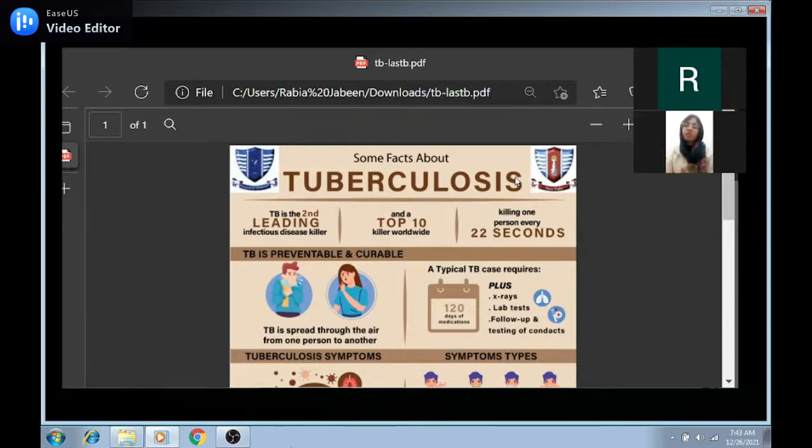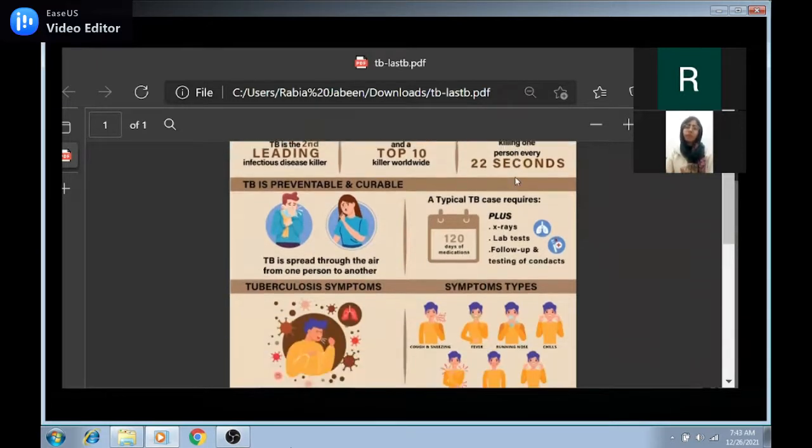So it kills one person every 22 seconds. So it is a highly deadly disease, but it doesn't mean it is not treatable. It is preventable and curable. For prevention, there is some drug preventive treatment and a vaccine like BCG available. BCG means Bacillus Calmette-Guérin.